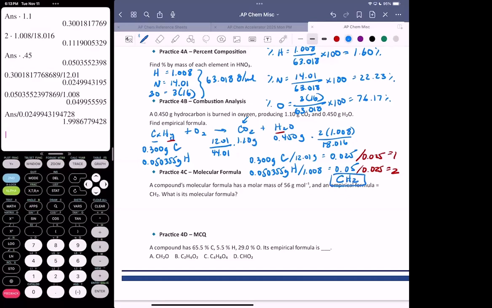Practice 4C. Determine a compound's molecular formula given its empirical formula and its molar mass. See if you remember how to do the molecular formula. I'm just going to give you a minute to do this one.